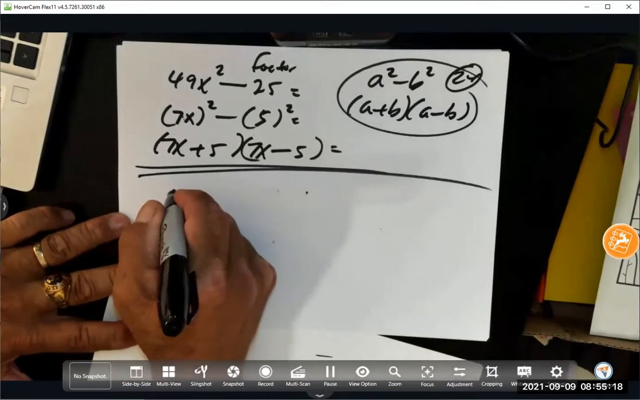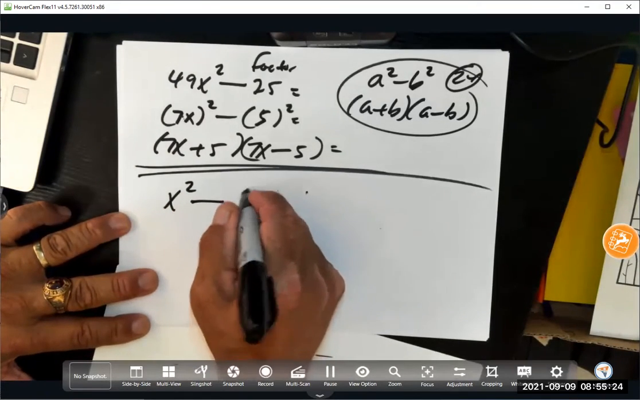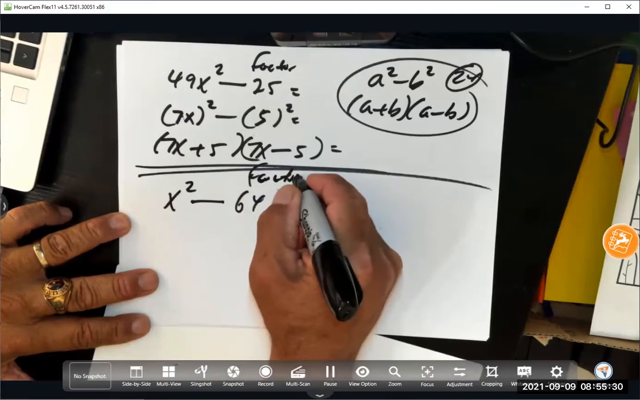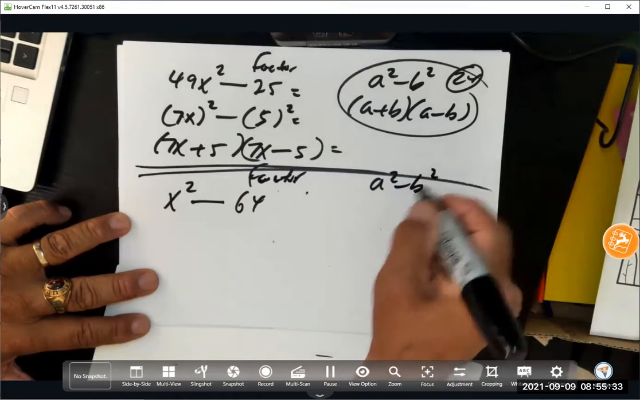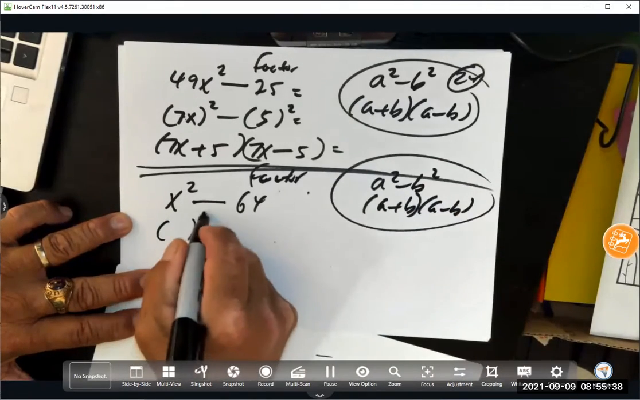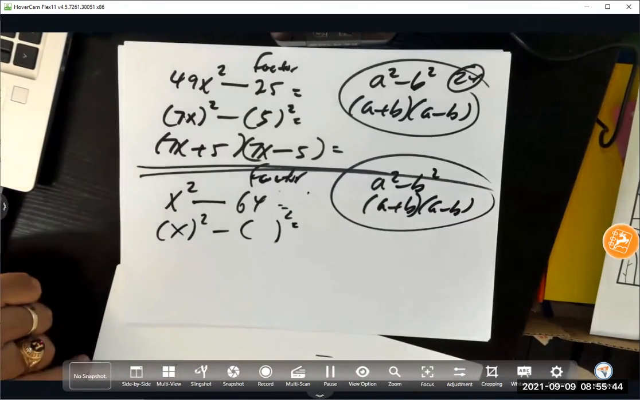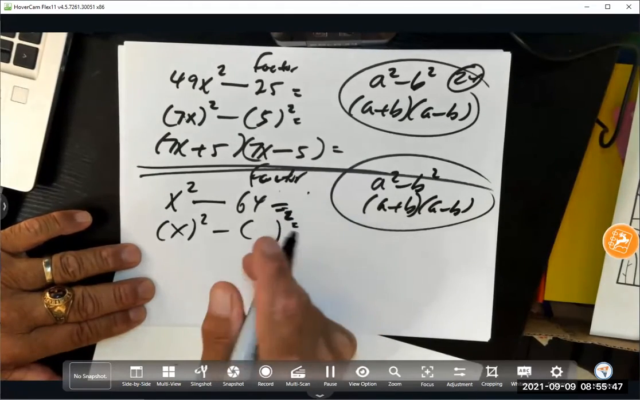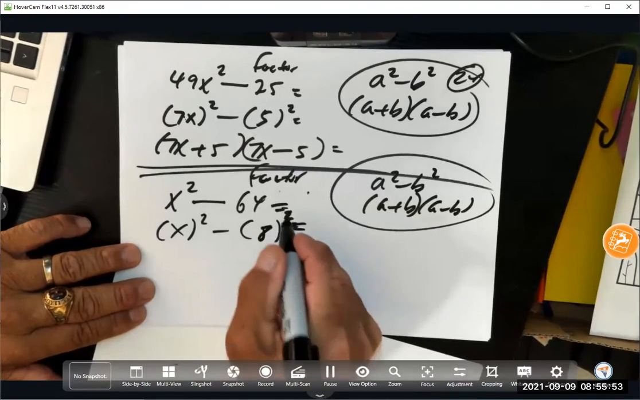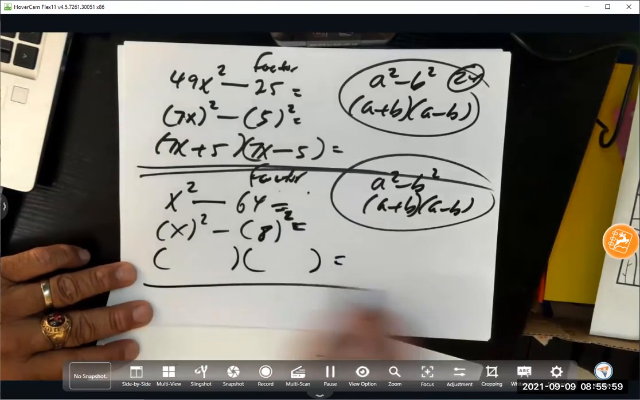So let me do one last one. You tell me what this will be. x squared minus 64. Factor. What you have to do is make it match this formula again. a squared minus b squared is a plus b and a minus b. Now what goes in the little blocks? What goes in the first one? x for sure. What about the second one? 8. So we have x squared minus 8 squared. What do you think the answer is going to be? You tell me what it is.